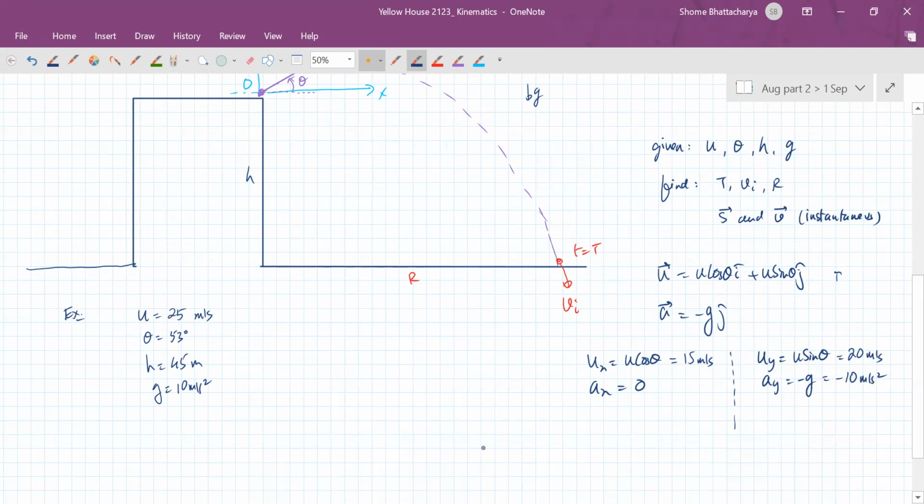So now at some general time t, let's say the particle is here, has some general velocity v and some position x like this. Vx will be the same as u cos theta, which in this case will remain 15 meters per second. But Vy would have become u sine theta minus gt. This is our Vy as a function of time.